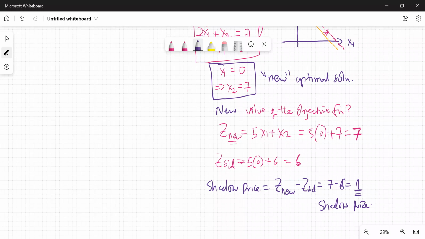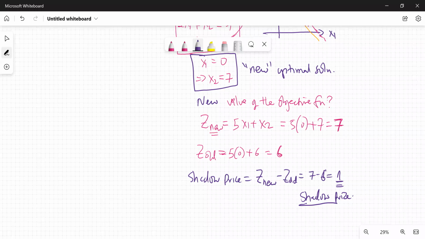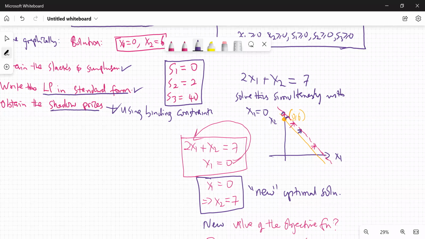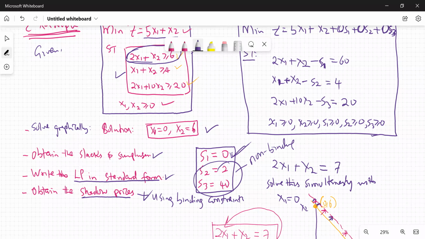Okay, so you only compute shadow prices for constraints that are binding. And the constraints that are binding have slacks of 0. So these ones are not binding. These ones are not binding. So you only compute on this. If there was another one, you would do the same. Okay. So that is basically it.